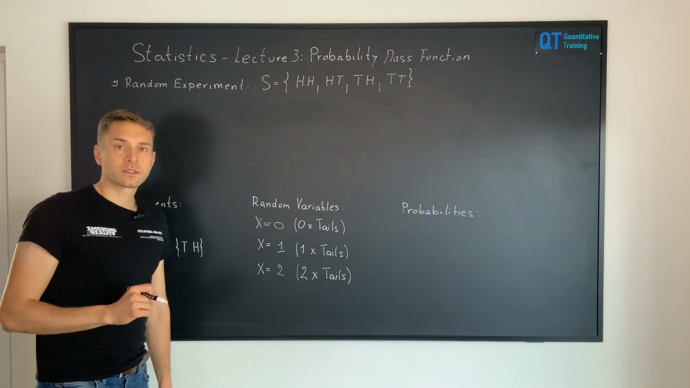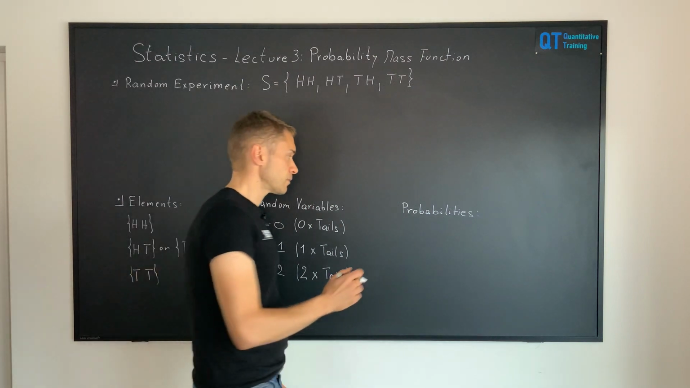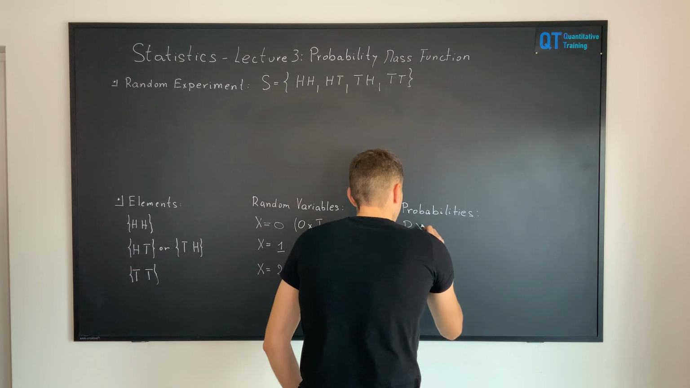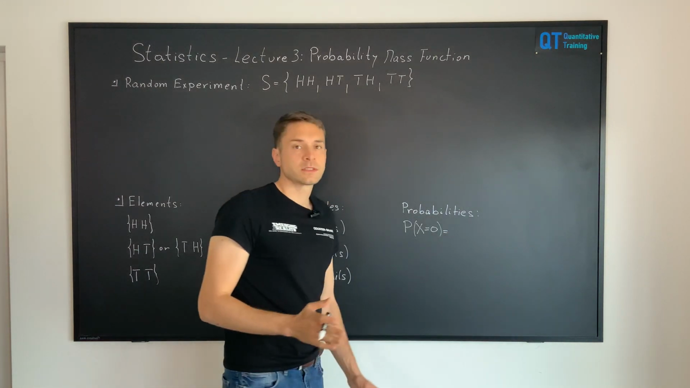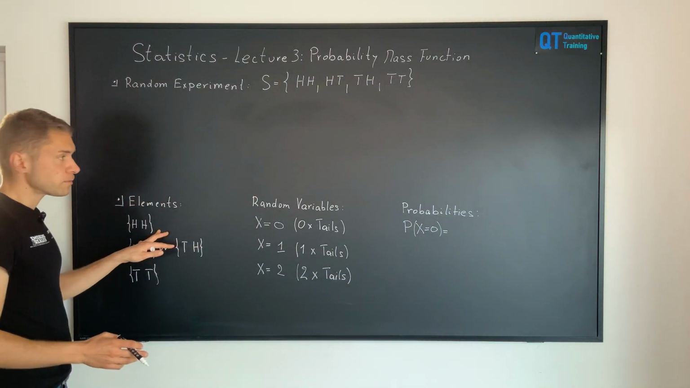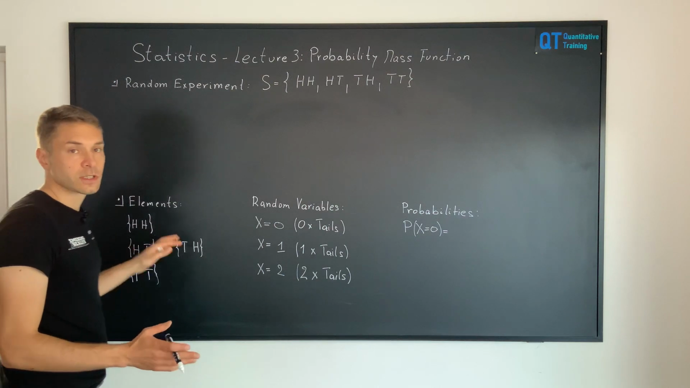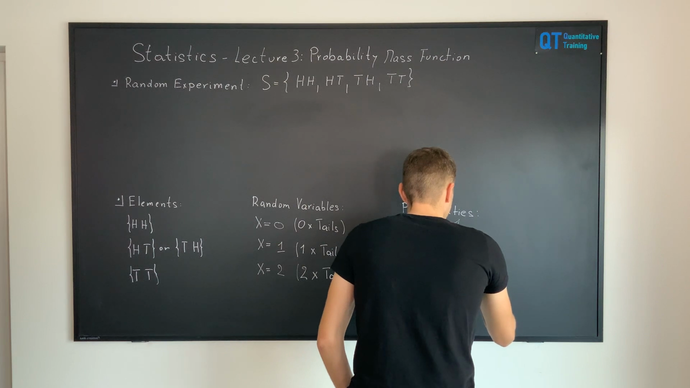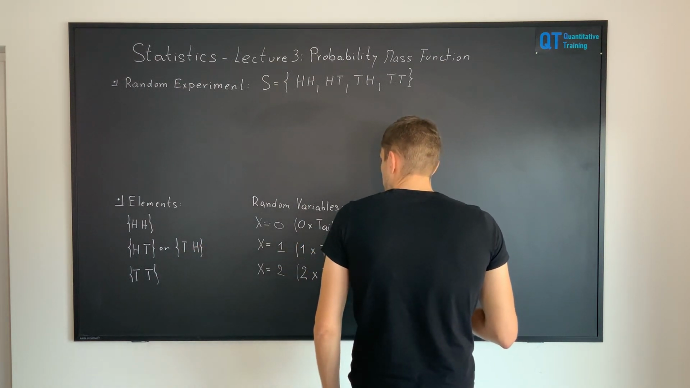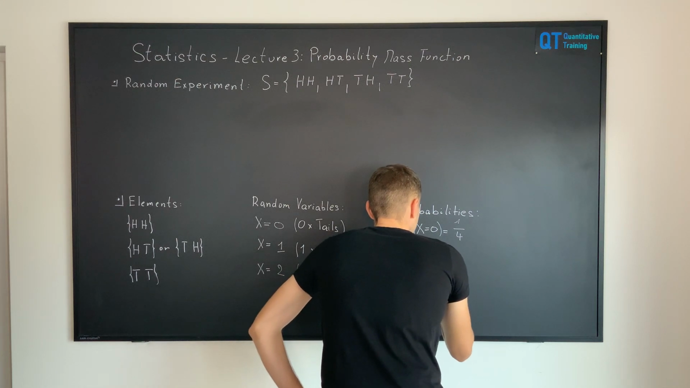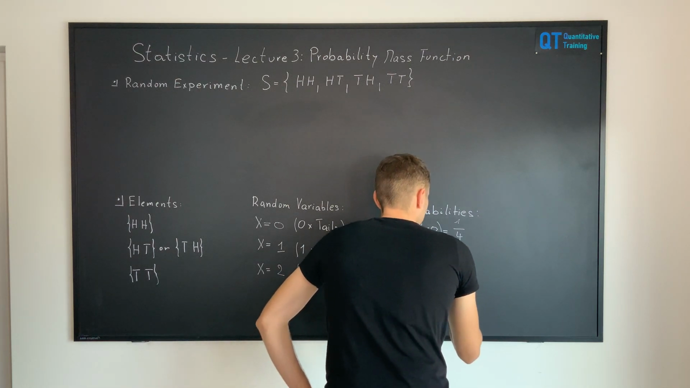Then we also worked out the associated probabilities of the random variables, so p of x equals 0 for the first random variable. We saw that this boils down to a counting problem. We have 1 element out of the sample space divided by the total number of elements contained within the sample space, which is 1 divided by 4. Then the same for the random variable x equals 1. So probability of x equals 1.